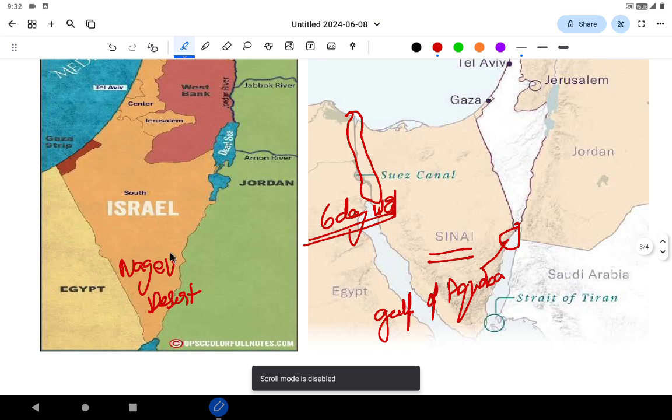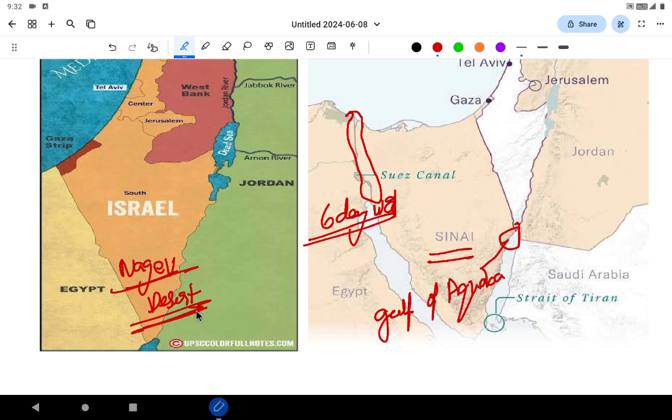In the south part of Israel, there is a desert called the Negev desert. Israel had conquered even the Sinai Peninsula, which lies between Egypt and Israel, during the Six-Day War in 1967, but it withdrew, and today the Sinai Peninsula is under the control of Egypt. You can see the Suez Canal here in the map, to the west of the Sinai Peninsula.